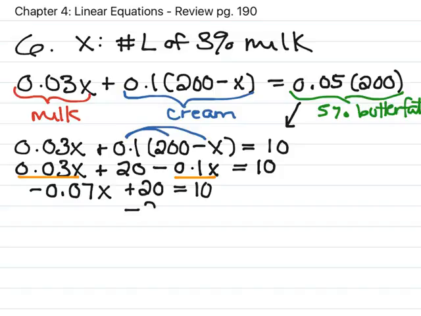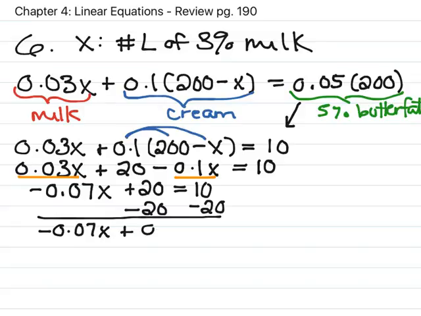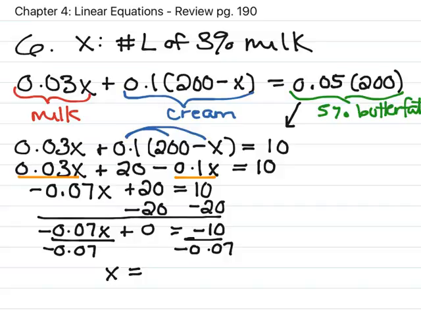So we're isolating x, so we need to get rid of the 20, leaving us with negative 0.07x plus this goes to 0 equals negative 10. So we have to divide by the negative 0.07 on both sides to isolate x, which gives us x as being 142.86.